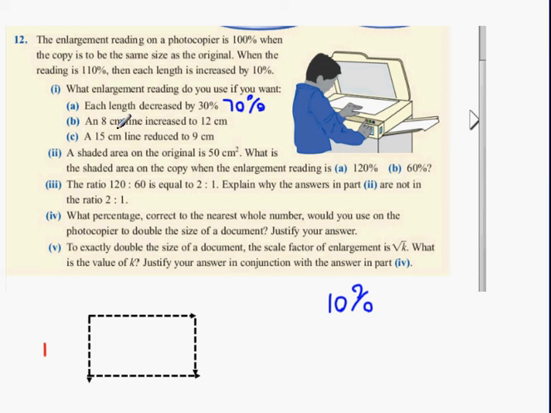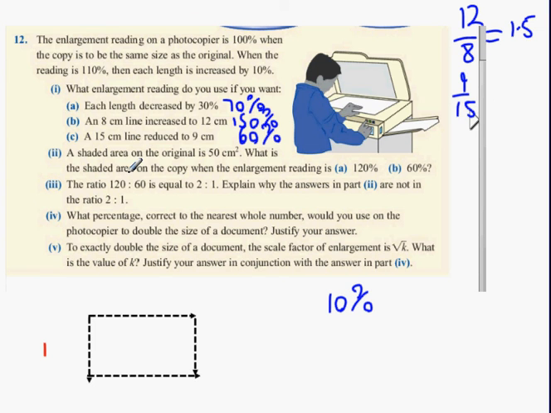Okay? An 8 centimeter line increased to a 12 centimeter line. 12 divided by 8 is 1.5. What's 1.5 in percentage terms? 150. 1.5 times larger than the original. A 15 reduced down to a 9. Sorry, it's 9 divided by 15. It has to be, if you're reducing it, a number smaller than 1. So 9 divided by 15 is 0.6. 60%.